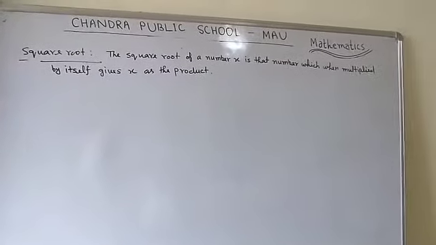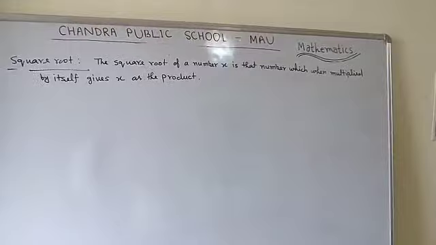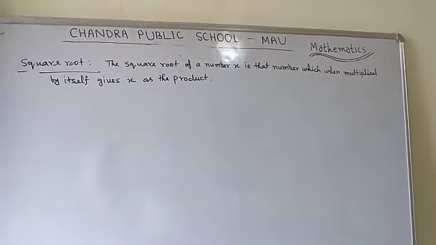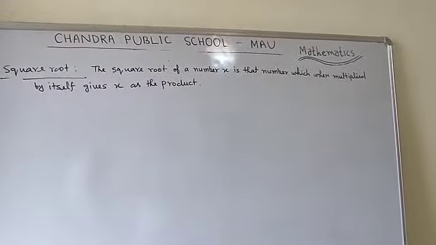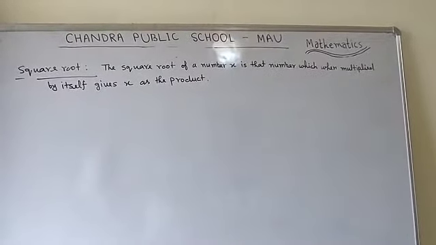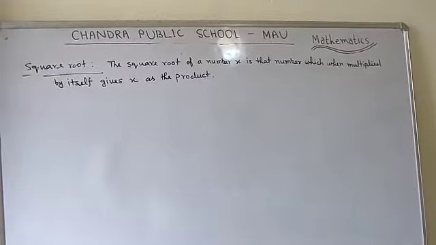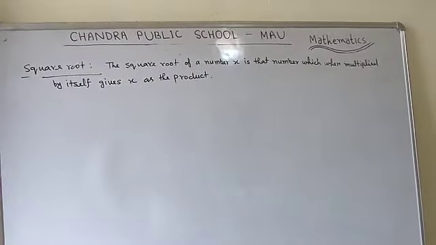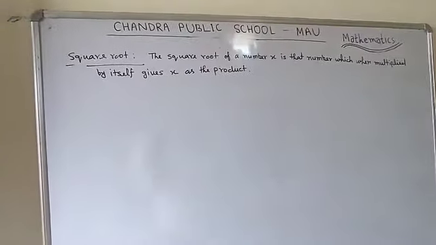Here today I am going to explain the square root. In the previous video we had discussed the square. Now here I am going to explain the square root. The square root of a number x is that number which when multiplied by itself gives x as the product. So what is the meaning of that definition?